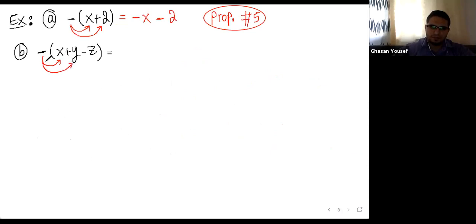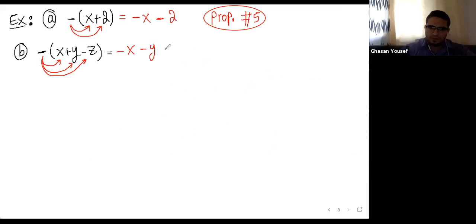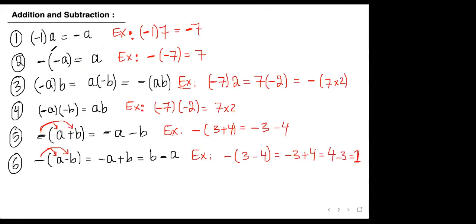What do you get? I would get negative x, and negative y. Then that would be positive z. But before we do the positive, we have to put the minus z. We're multiplying the minus to this one. Now, which property do we have to use for this one here? Minus z.